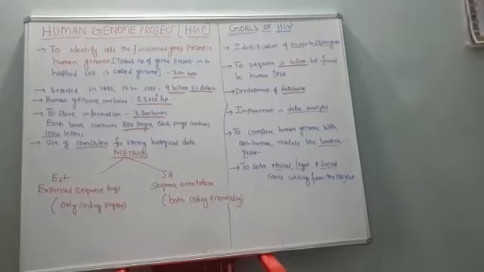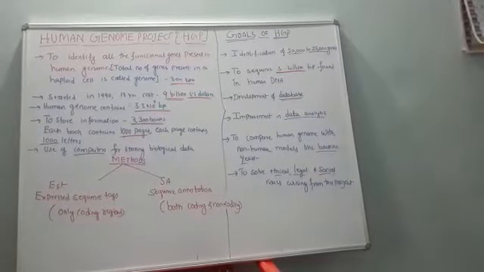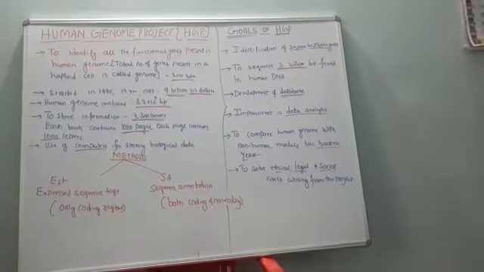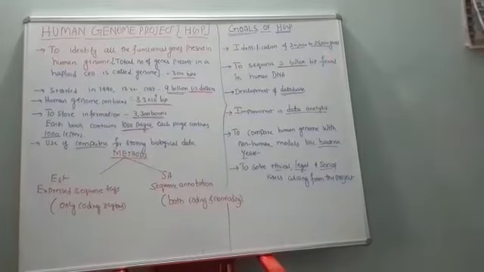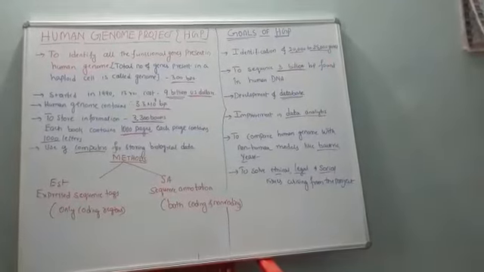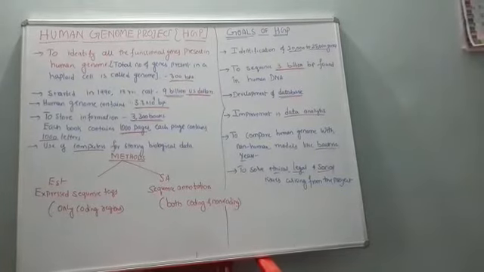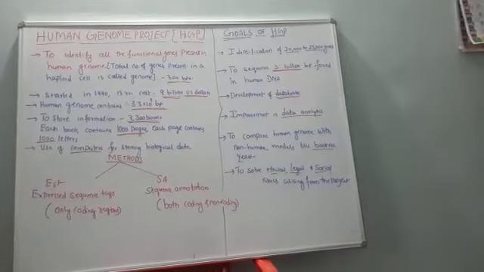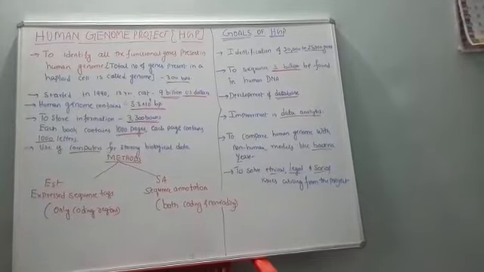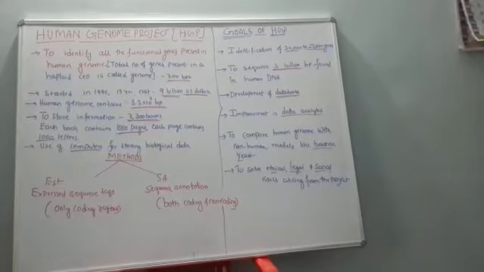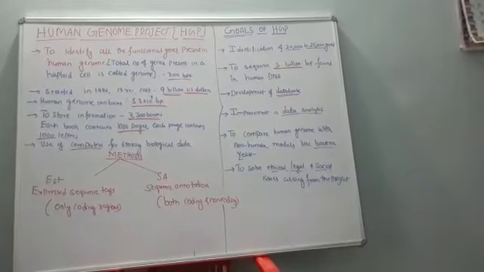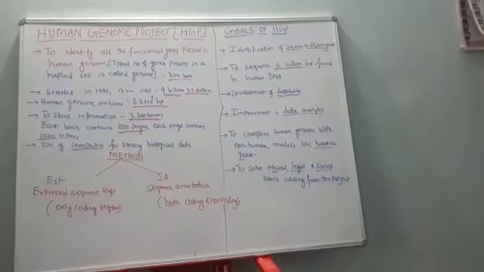In addition to that, to sequence the 3 billion base pairs present in the human DNA. It's not a million, it's a billion. Such a large number of base pairs can be sequenced by using the Human Genome Project. Apart from that, development of database. What is a database? Development of database means here the information is stored. Some information storing devices have been developed. So that is called development of database.